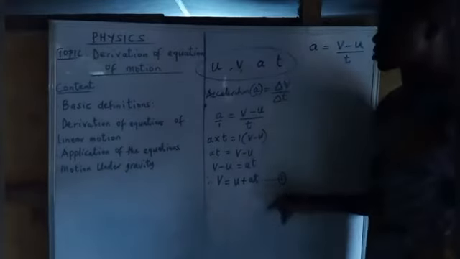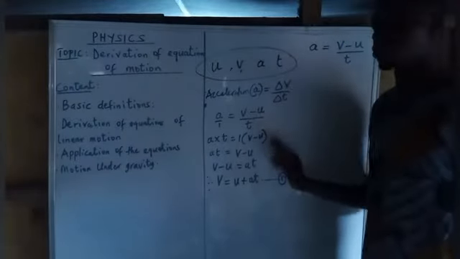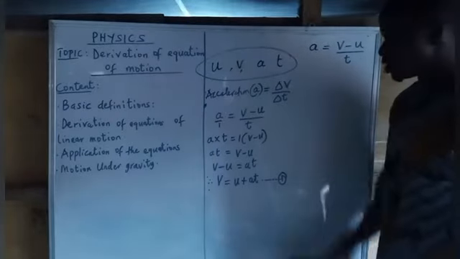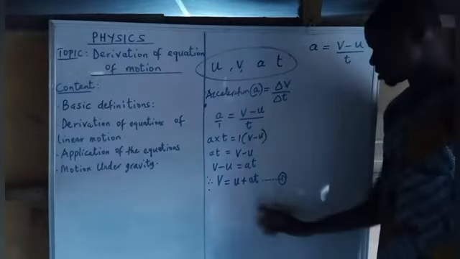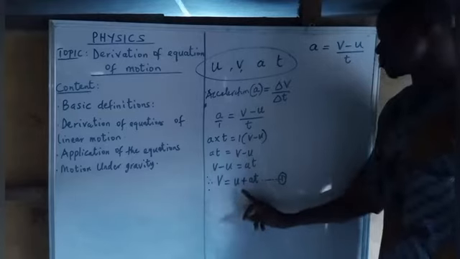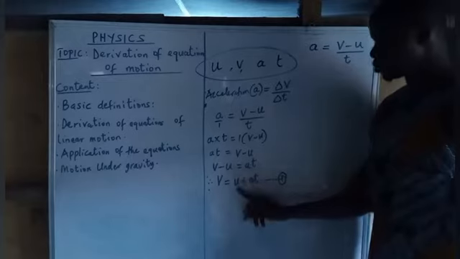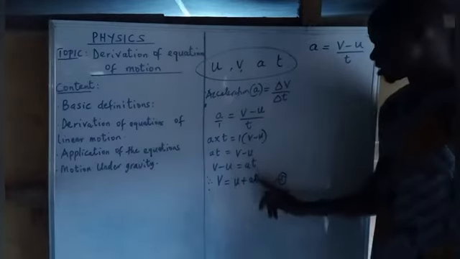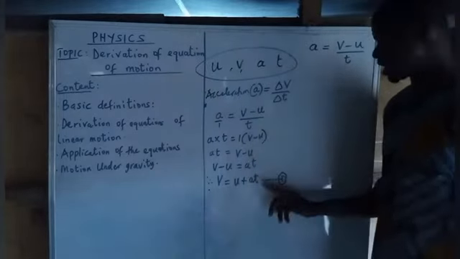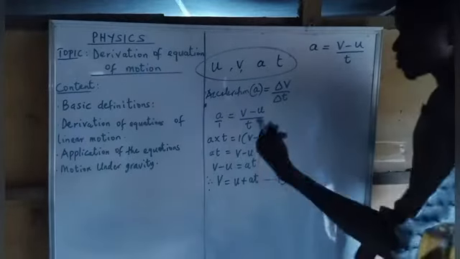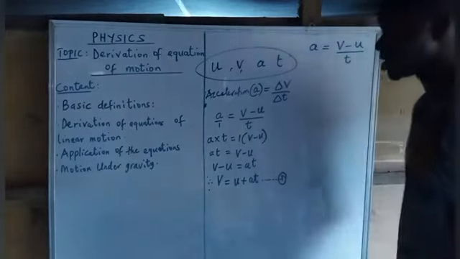The motion we are talking about is linear motion, because we have different types of motion. What we are dealing with is linear motion. So this is equation 1 of motion: V is equal to u plus at, where v is the final velocity, u is the initial velocity, a is the acceleration, and t is the time taken. Now, to get the other equations of motion, we have 4 equations of motion for linear motion.